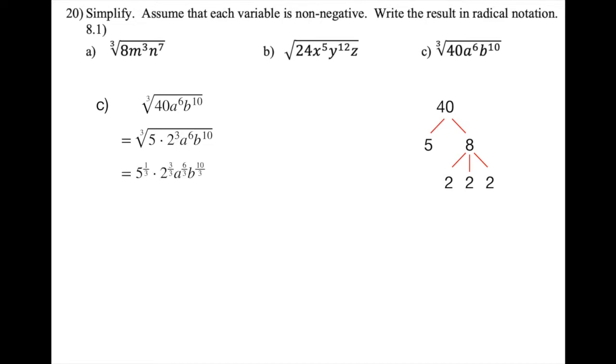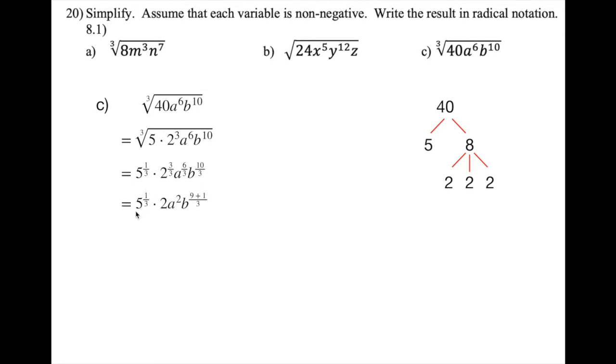Then we give the power 1/3 to each one of those factors inside. So 5 raised to the power of a third times 2 raised to the power of 3 over 3, a raised to the power of 6 over 3, and b to the power of 10 over 3. And we look at each term carefully.